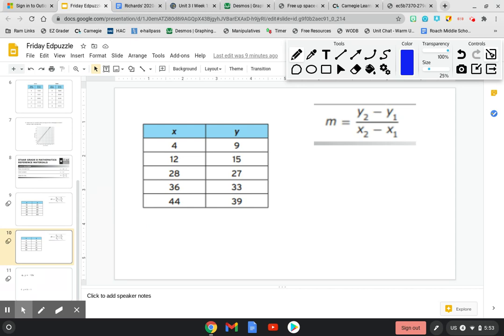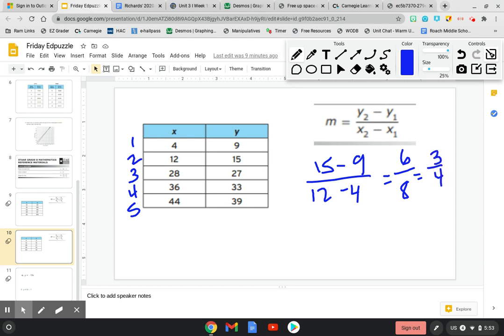So y2 minus y1, let's go label them. 1, 2. So y2 is 15, y1 is 9. x2 is 12 minus 4. I get 6 over 8, or you can even simplify it to 3/4. They are telling me to multiply x by 3/4 to get y.